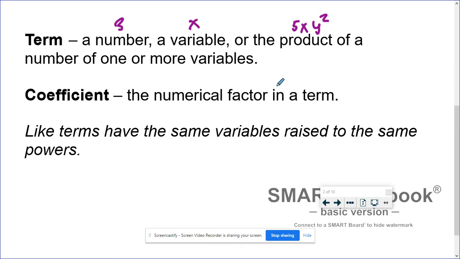A coefficient is the numerical factor in a term. So in this case, the coefficient is 5. Like terms have the same variables raised to the same powers. So 3x and 5x squared are not like terms, even though they both have x. They need to have the same variables. You cannot add those together. Okay. But like 2x and 4x, you could add together because they have the same variable.